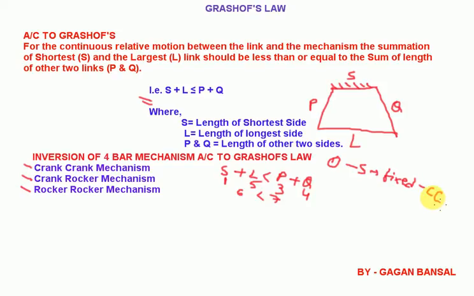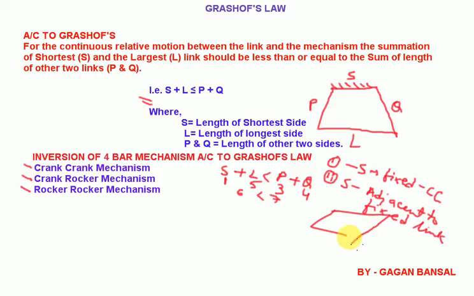In the second case, if the shortest link is adjacent to the fixed link, that is, if the shortest link is adjacent to the fixed link, suppose this is the shortest and this is fixed, then the inversion will be a crank-rocker mechanism.